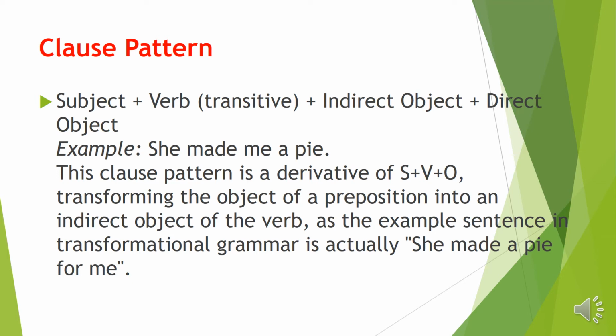Transforming the object of a preposition into an indirect object of the verb, as in the example sentence in transformational grammar, is actually "She made the pie for me." Okay, again, what is our pattern here? Subject plus verb, which is a transitive verb class, plus indirect object plus direct object. Example again: "She made me a pie." So this closed pattern shows S, V, and O, or subject, verb, object. It transforms the object of a preposition into an indirect object of the verb, isn't it?